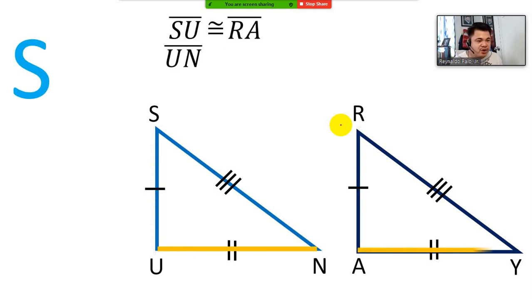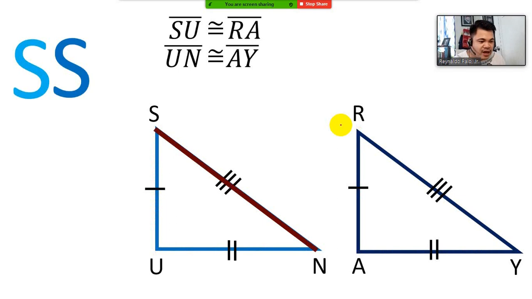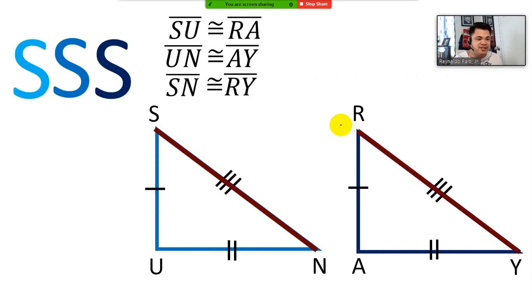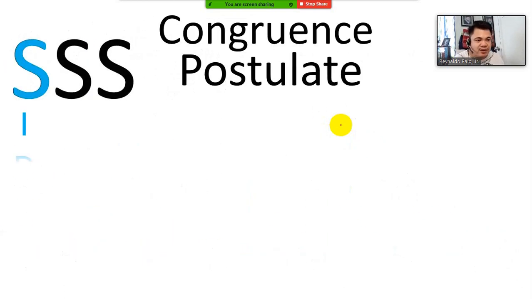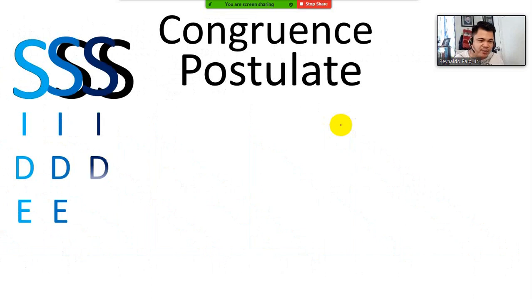Alright? That's it. Next, segment SU is congruent to segment RA. Segment UN is congruent to segment AY. And lastly, segment SN is congruent to segment RY. Okay, so we can say now that triangle SUN is congruent to triangle RAY because of the side, side, side postulate or SSS postulate.